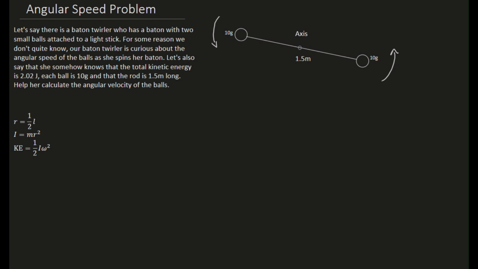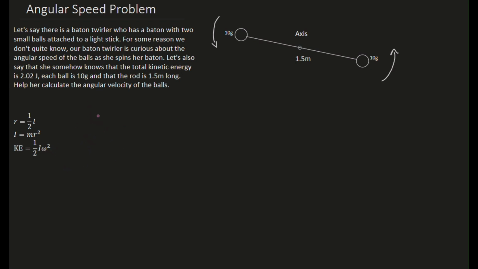To start, we need three equations. We need to know that the radius is half the length. We need to know that the moment of inertia is the mass times the radius squared. And we need to know that for angular motion, the kinetic energy is 1/2 the moment of inertia times omega squared, and omega is our angular velocity.